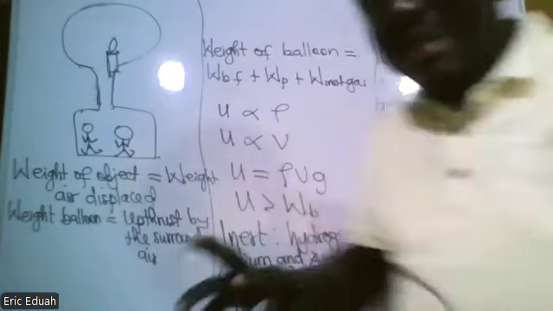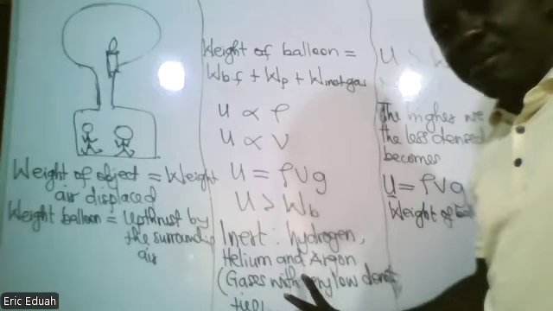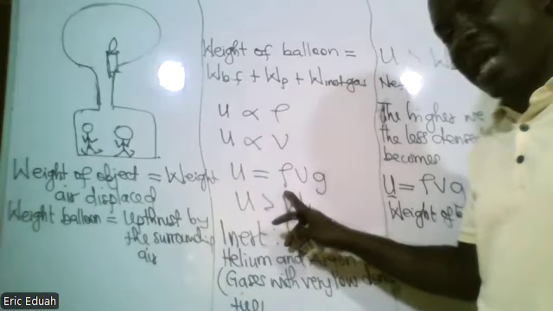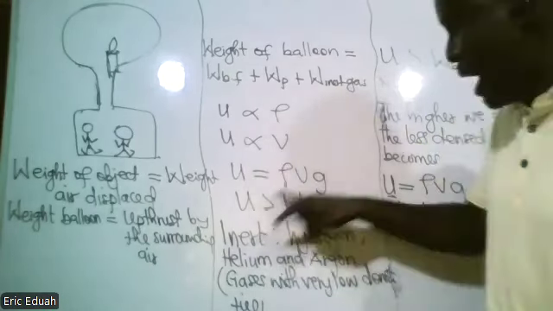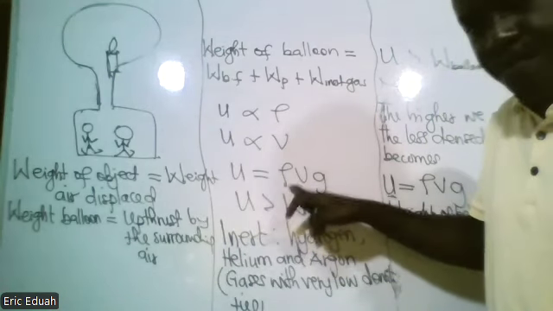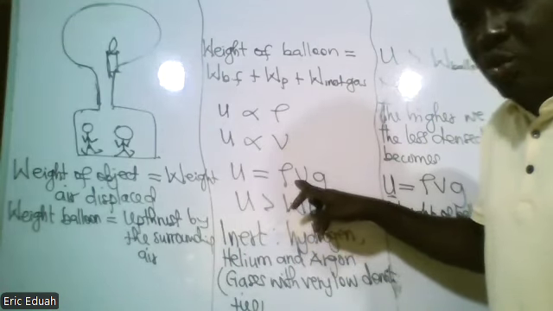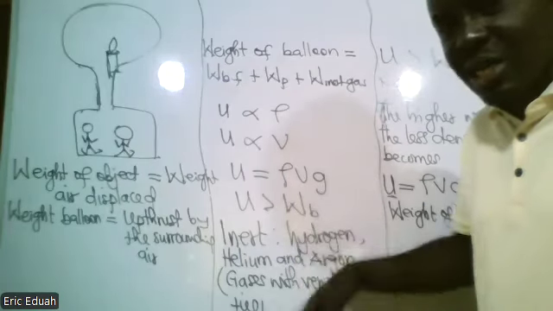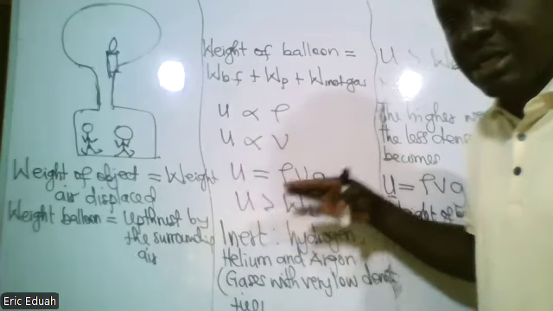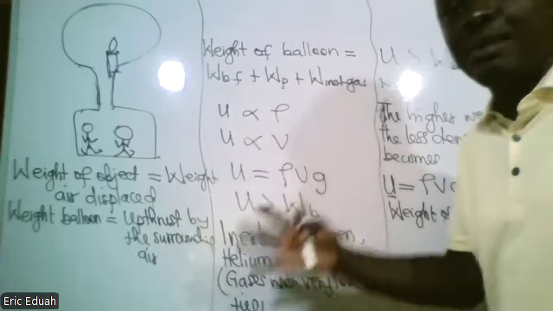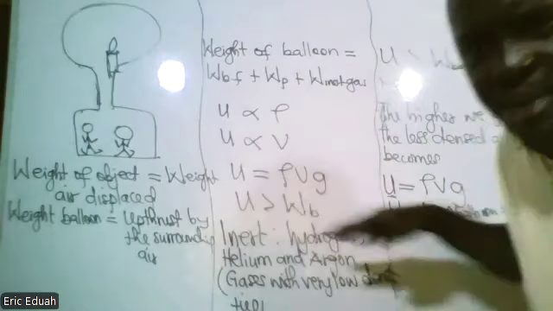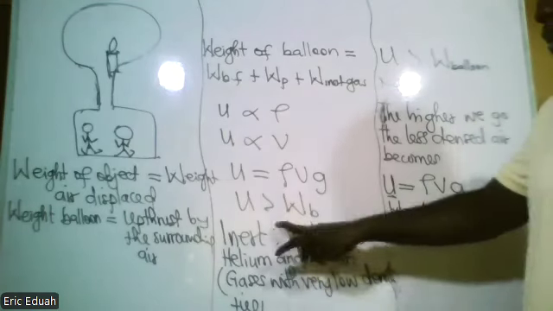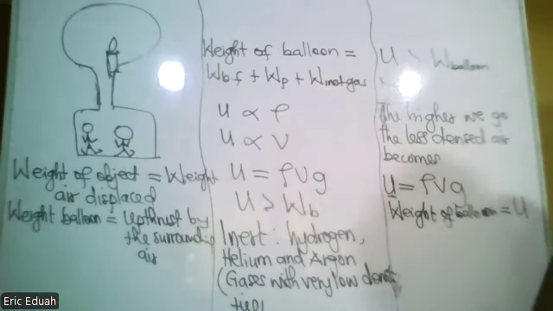Please, is there any other question? That is why I said that as the balloon moves up, because the density of air decreases as we move up, the upthrust will be reducing. It will come to a point where the weight of the balloon is just equal to the upthrust. At that point, the balloon wouldn't go up again, but would float within the air because we have obtained a condition for flotation.